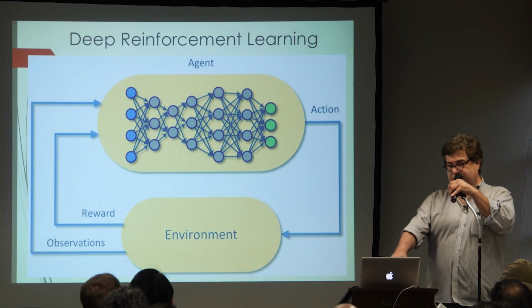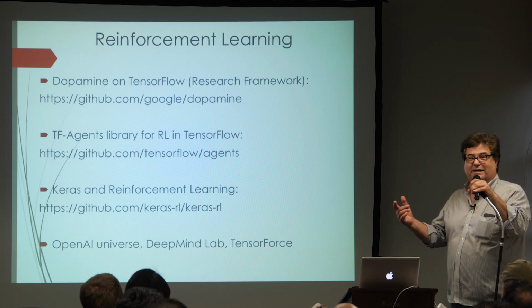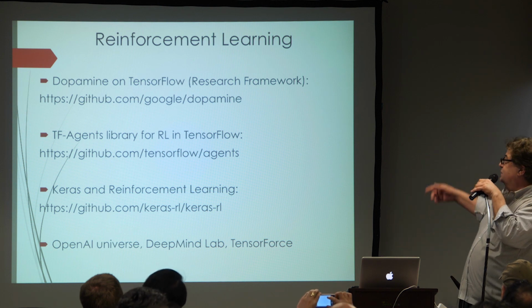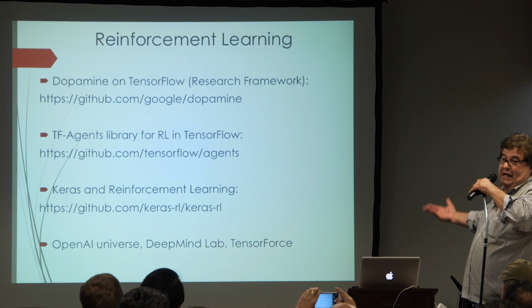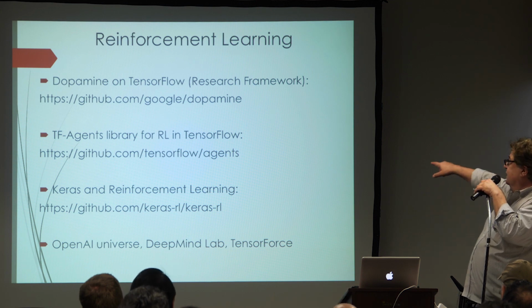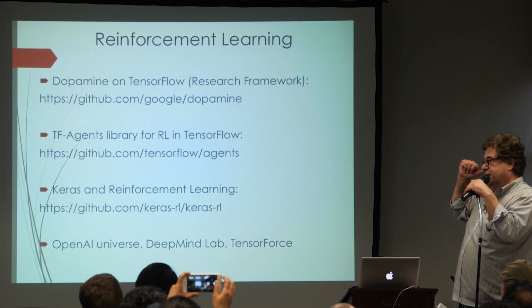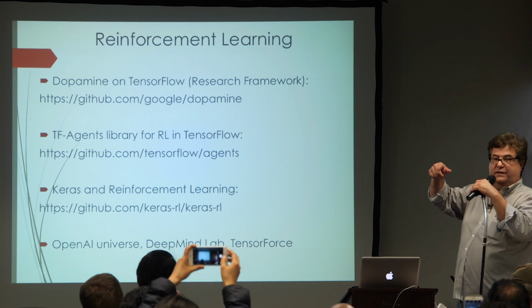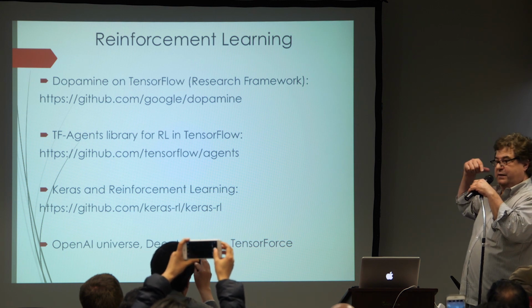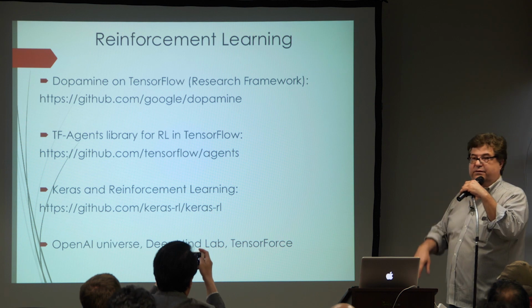And so just to give you a little bit more, believe it or not, TensorFlow calls it dopamine. I guess it's a good name. And it's for research, right? This is reinforcement learning. TF agents was announced during the TensorFlow Summit in March. And then there's also Keras reinforcement. There's a bunch of stuff actually out there.